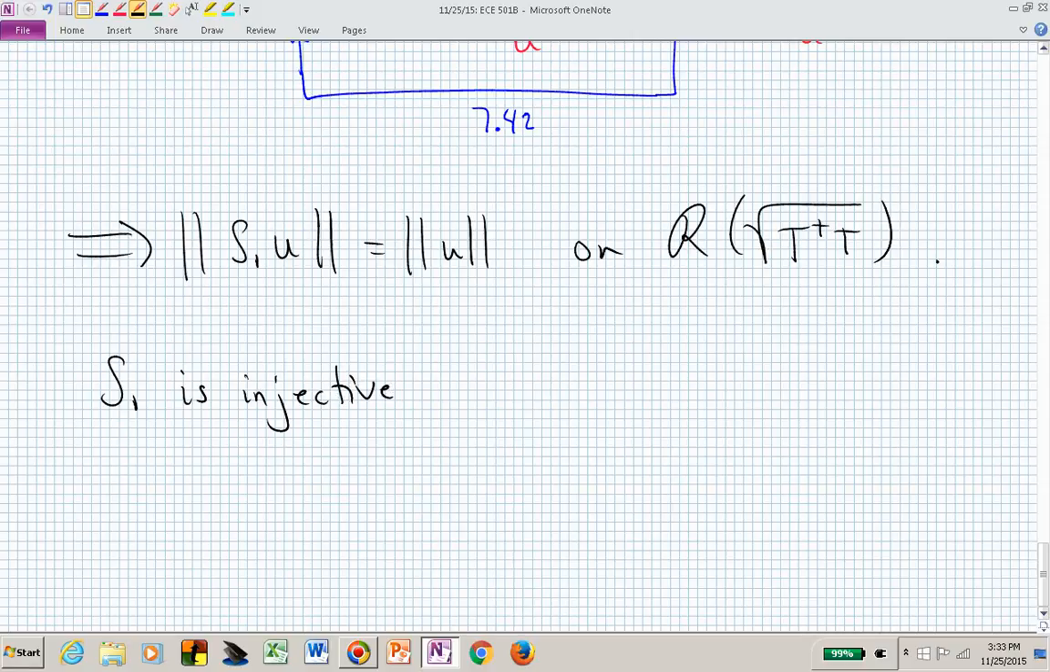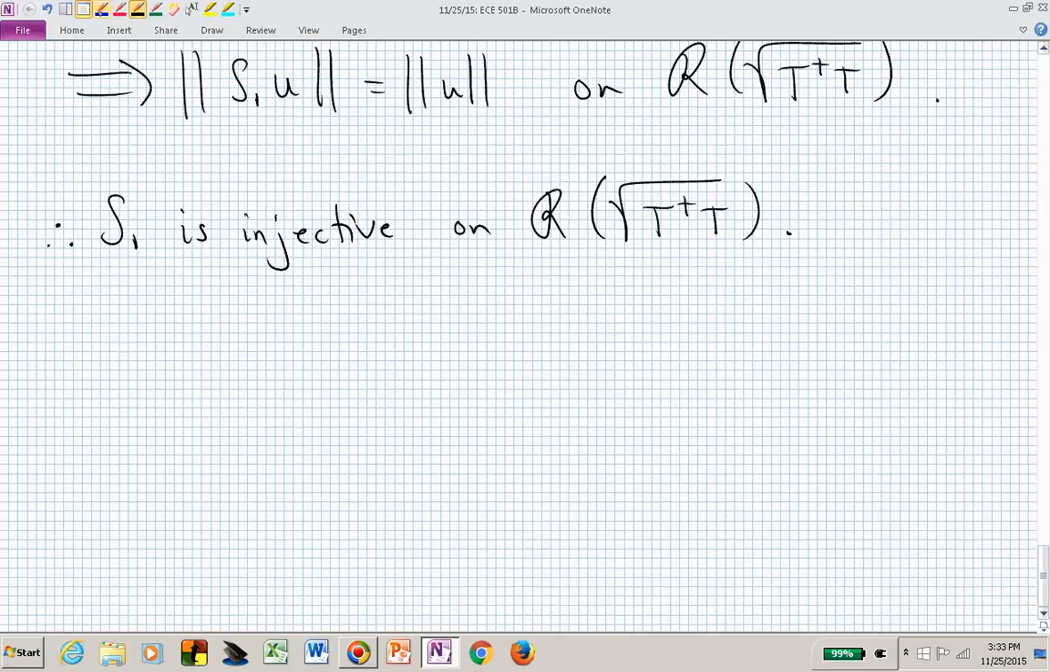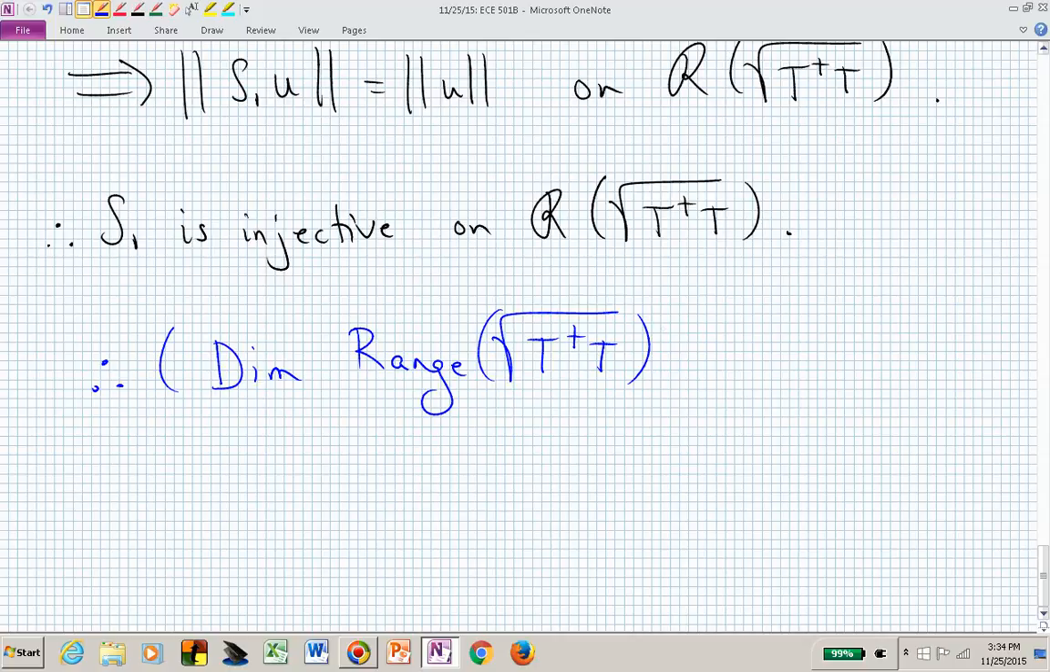S1 is injective on that range, and if that's the case, then it has a trivial null space, and we can now conclude that the dimension of the range of this square root of T dagger T is in fact equal to the dimension of the range of T.